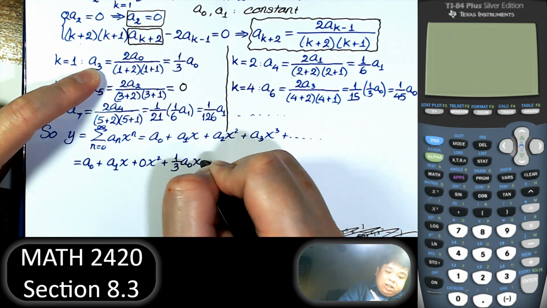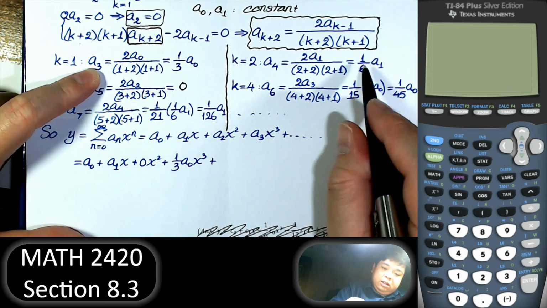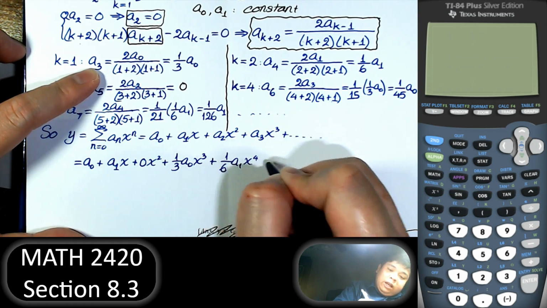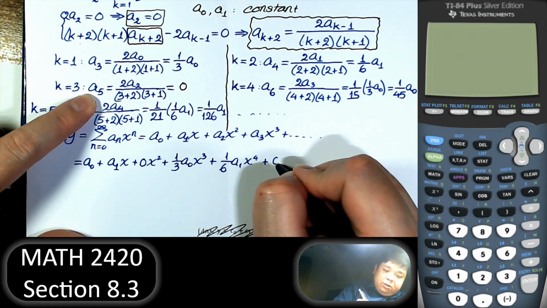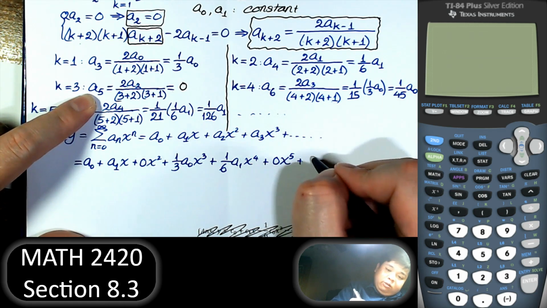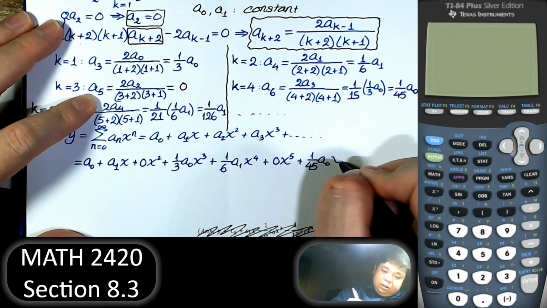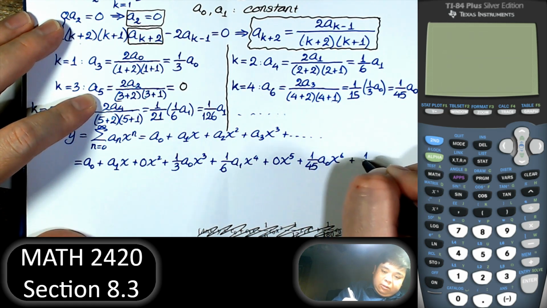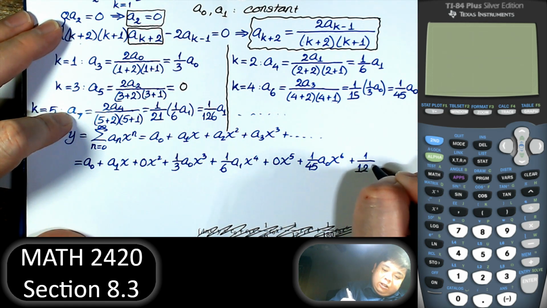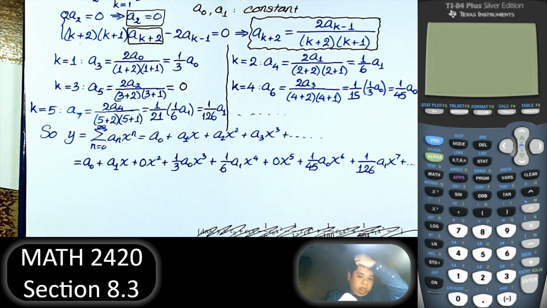A0, that is a3, right? So x to the third power. A4, 1/6 a1 x to the 4. A5, that is 0. A6, 1/45 a0. A7, 1/126 a1 x to the 7. Of course we can go further.